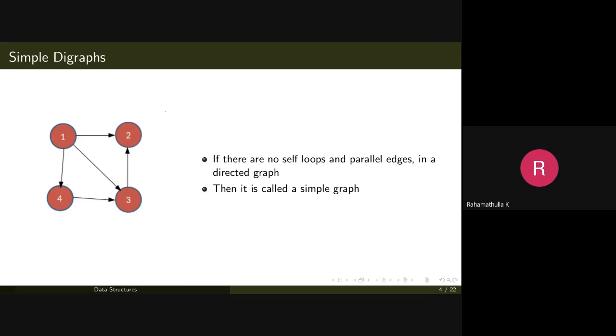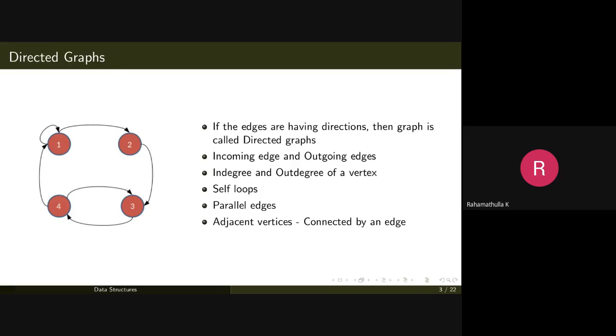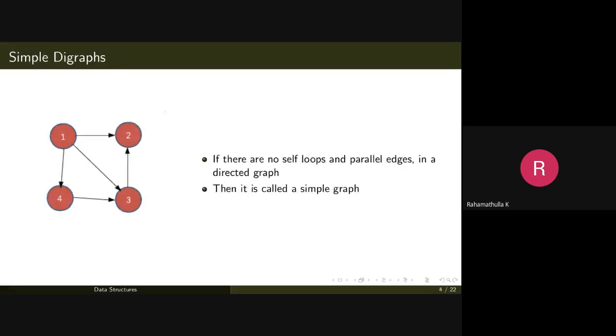A digraph is known as a simple digraph if there are no self loops and parallel edges. In the previous example, this was not a simple digraph, but here this is a simple digraph. There is no self loop and there are no parallel edges. In that case, this graph is known as a simple graph or a simple digraph.